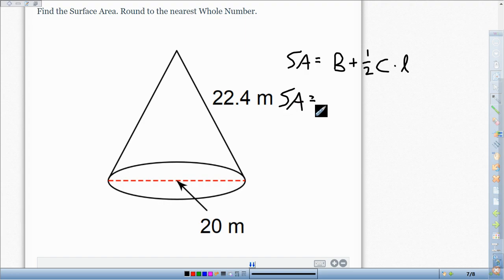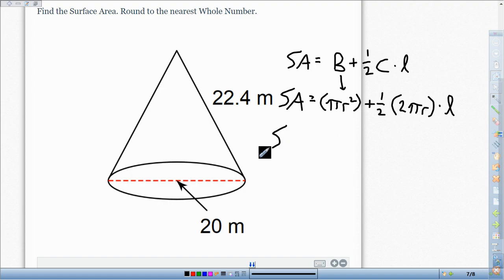Big first step, plugging in the area of the base. The base of a cone is a circle, pi r squared, plus 1/2 of the circumference, which is 2 pi r, times slant height. I just want to point out again, this second step is why this is so important. It would be really easy to mess up by just going straight to your calculator or just plugging in numbers. I highly recommend writing all of these steps out. I want to see it on the review and especially the test. I want to see all your work.